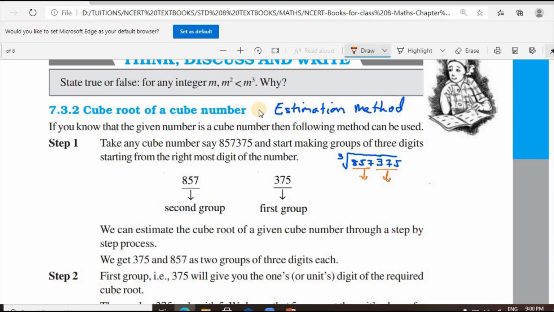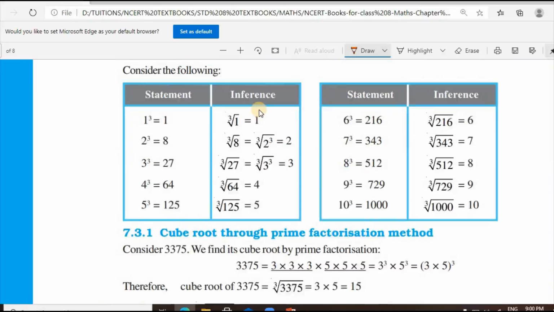So cube root of, now see, this is 5, right? So the cube root of which number ends in 5? Let us just see. We have to remember this. If a number ends in 1, its cube root also will end in 1. If the number ends in 8, its cube root ends in 2. If a number ends in 7, its cube root ends in 3. If a number ends in 4, its cube root ends in 4. Same way 5, cube root also will be 5. 6, the cube root will be 6, right?